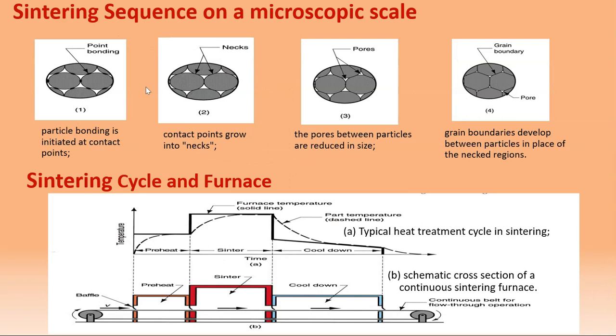And these are the particles. When we look closely at the microscopic scale, we can see that the particles initiate contact upon compacting or pressing. Then once they get into the sintering process, the contact points grow as the temperature increases, and then the pores between the particles are reduced in size, and finally the grain boundary develops between particles. So you can see that these are the processes at the microscopic scale.